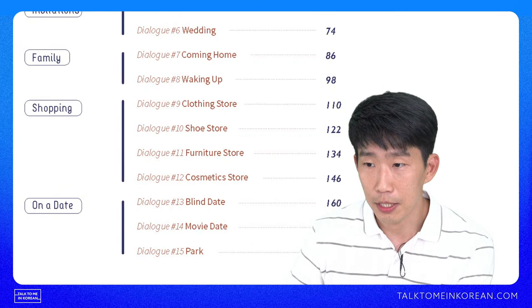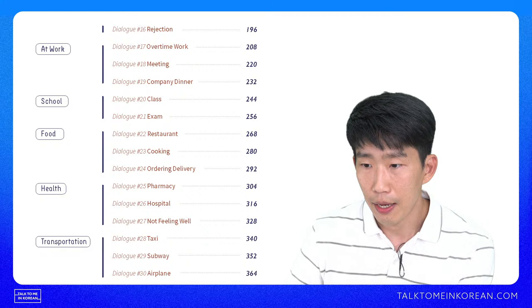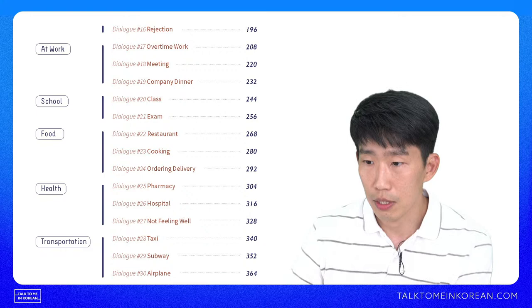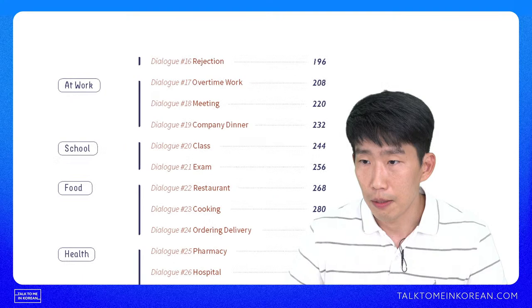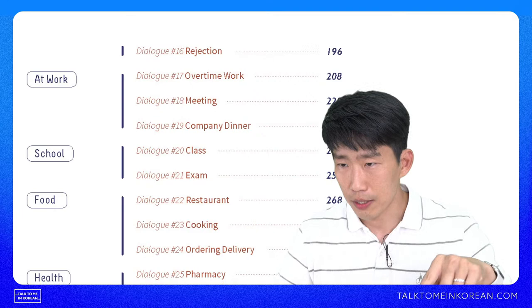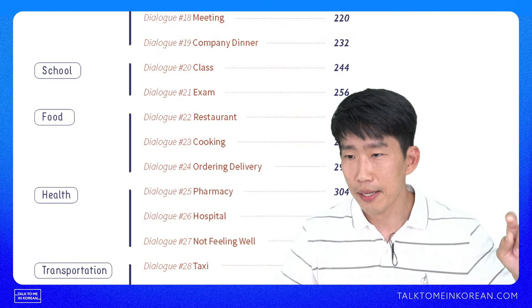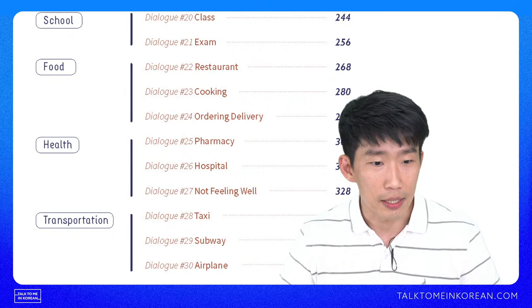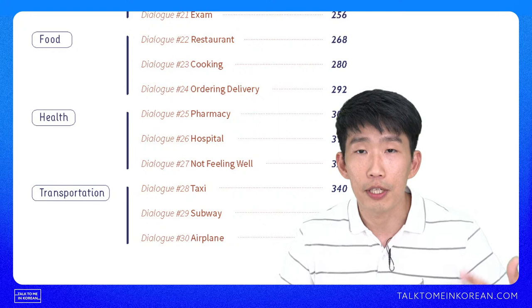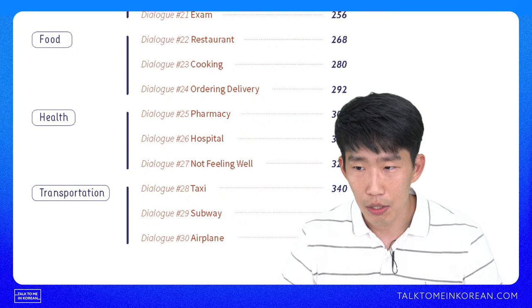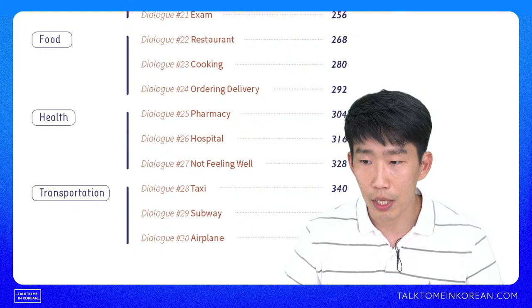Okay, and then we have another page full of conversations. This is the next page in the table of contents. Rejection at work, or this is in the dating category. Overtime at work, meeting, company dinner, class, exam, restaurant, 식당, cooking, 요리, ordering, delivery, 배달 음식, 그리고 pharmacy, 약국, hospital, 병원, not feeling well, 몸이 아플 때, taxi, 택시, subway, 지하철, airplane, 비행기. So these are the situations that we will be taking a look at, and let's study with this one.